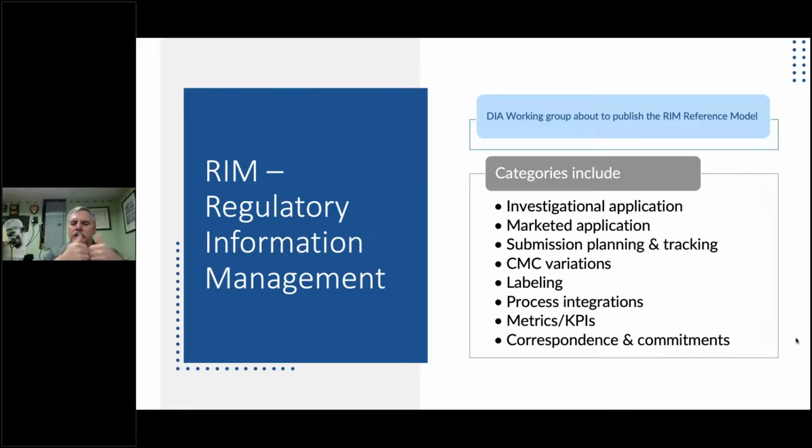Correspondence and commitments. You want to be able to get something in from a health authority, identify the data in it. Glenn talked a little bit about natural language processing. A lot of times you're going to get a correspondence in. You can use NLP or natural language processing on that to identify metadata elements that they can then tie it to a specific trial or tie it to a specific drug product. And you can tie those things together. Lastly, if we go to the next slide, please.